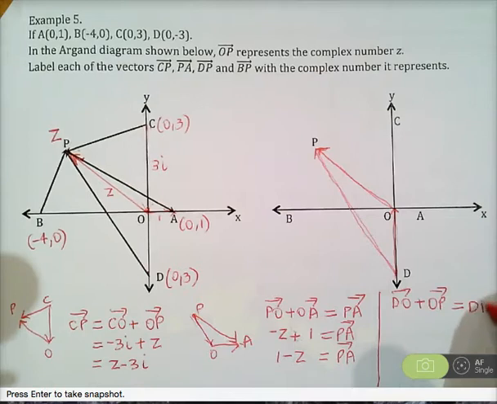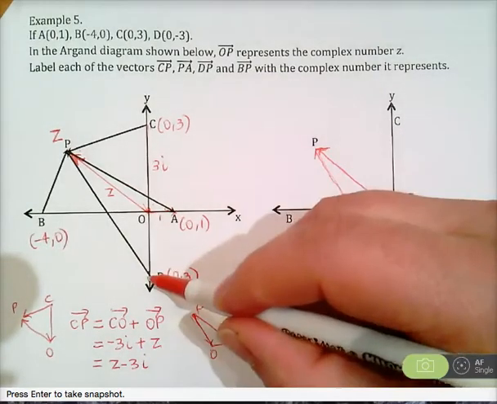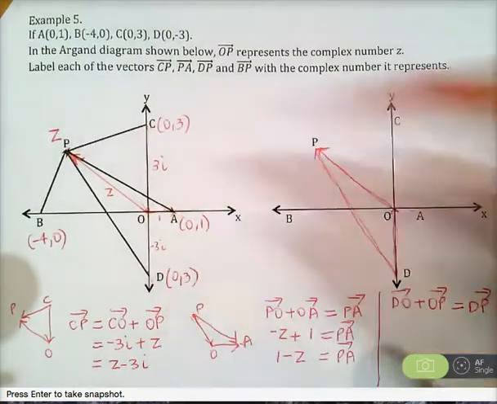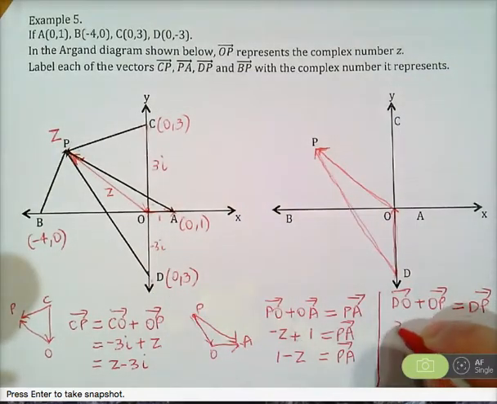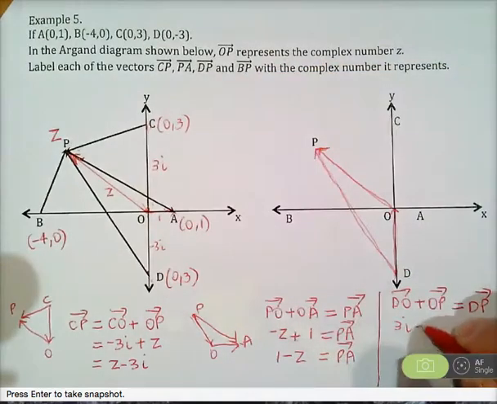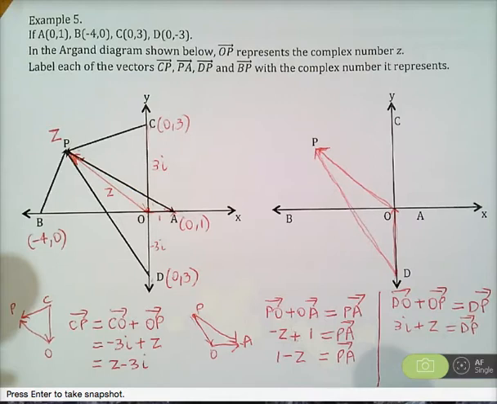So I'll just write that down. DO plus OP equals DP, using that vector, that physics tail to tip method. So if OD, going from O to D, is minus 3i, then going from D to O is 3i, okay? And OP is the vector Z. So therefore DP is the vector 3i plus Z, or Z plus 3i, okay? Now for the last one, the vector BP. So let's just draw BP.